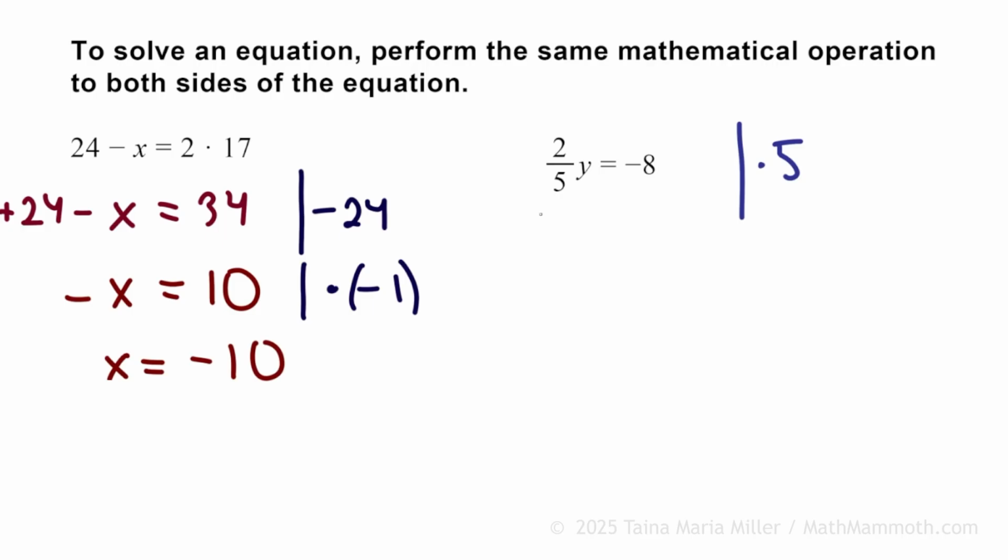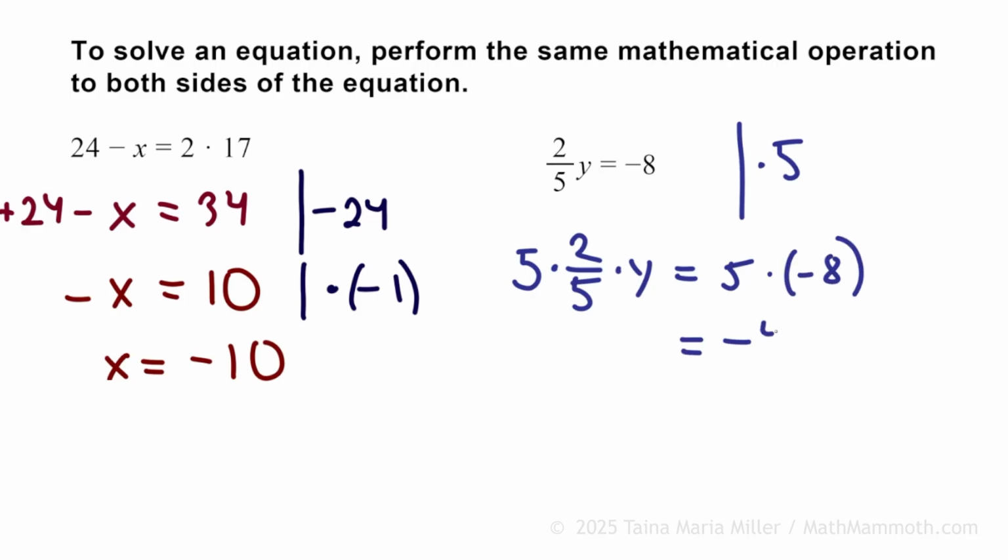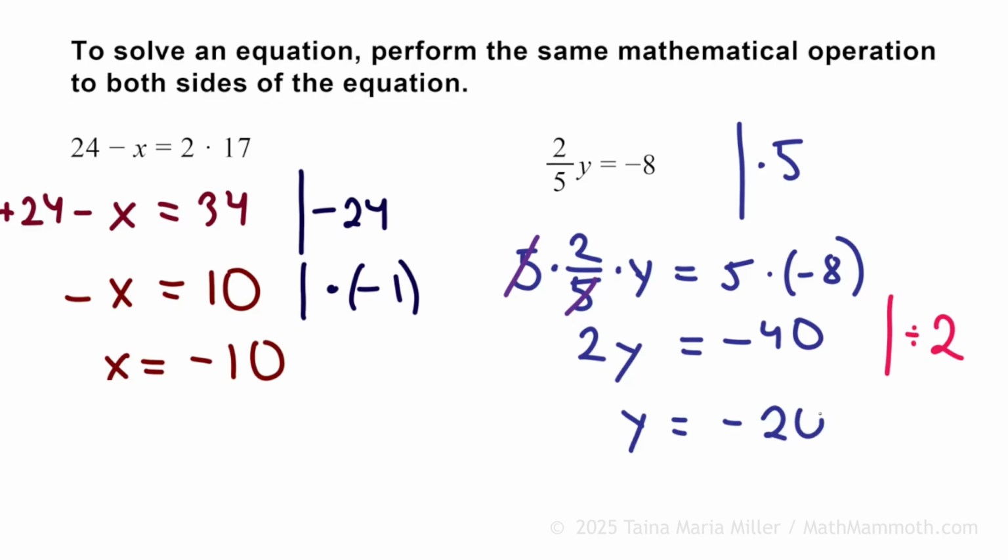But let's do this. So this whole thing times 5 then becomes 5 times 2/5 times y. Then on this side, 5 times -8. On this side we get -40. Over here, 5 and 5 cancel out, and then we are left with 2 times y, or 2y. Then after that, I will divide both sides by 2, because there's 2 times y here. And then we are left with y equals -20.